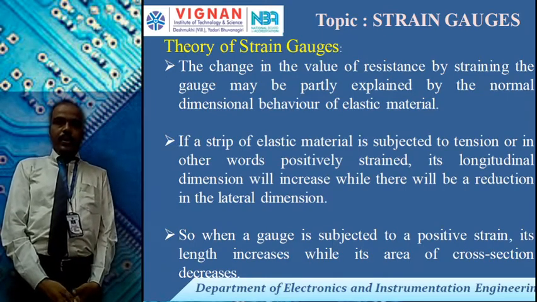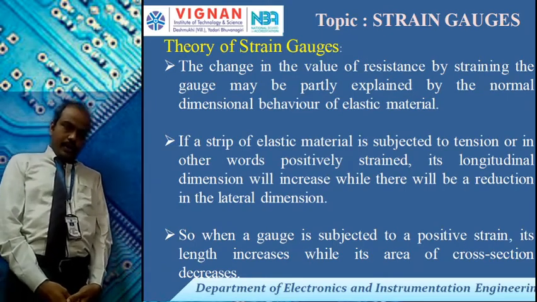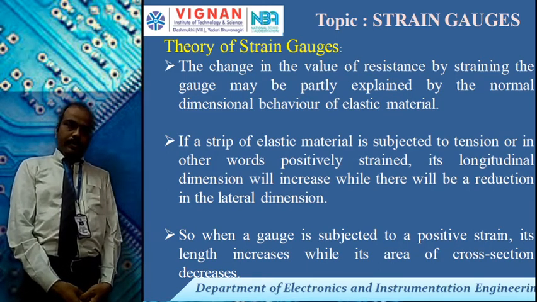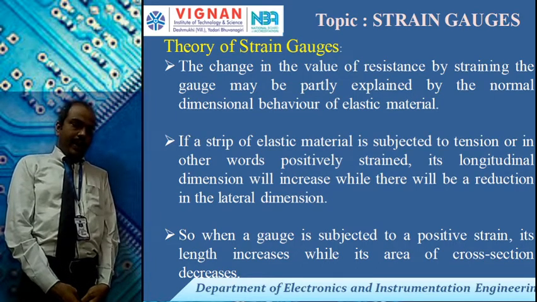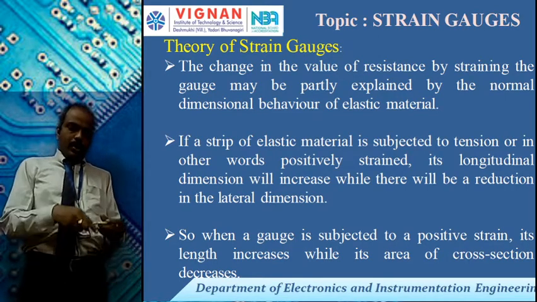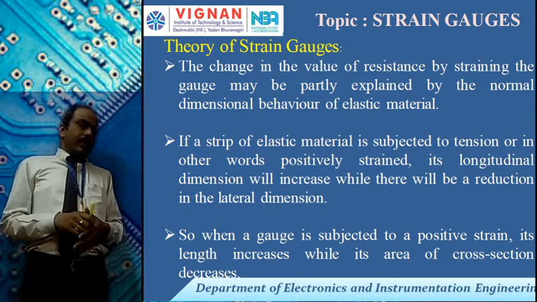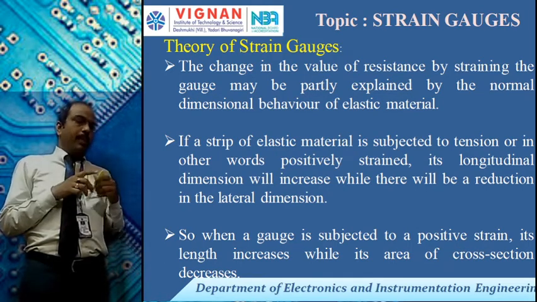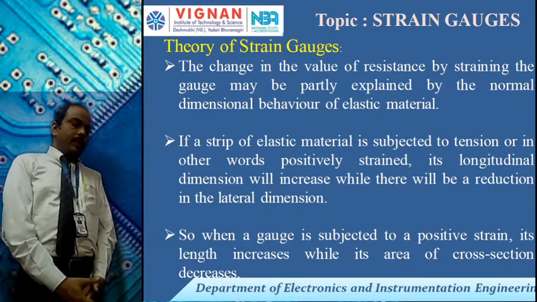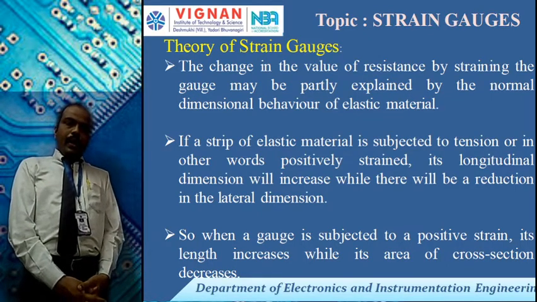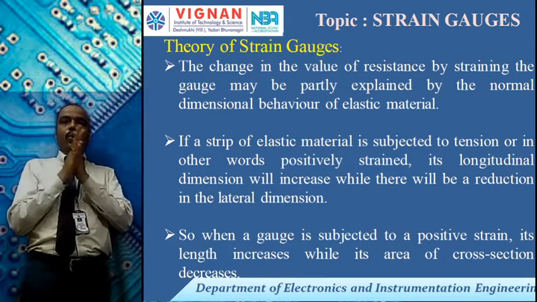Now we will see the theory of strain gauges. The change in value of resistance by straining the gauge may be partly explained by the normal dimensional behavior of elastic material. Just now whatever I explained, that is the same. Now we will see, as per our equation R = ρL/A.